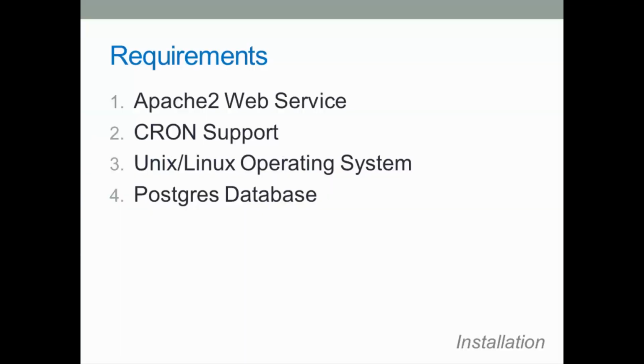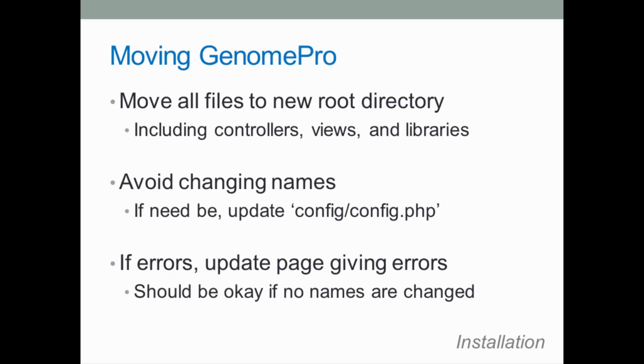To install GenomePro on another server, first make sure that the server being installed on has Apache 2 and cron support. The server must be running on a Unix or Linux-based operating system for the site to work correctly, and the Postgres database system should also be installed. Once those requirements are done, moving GenomePro is very simple.